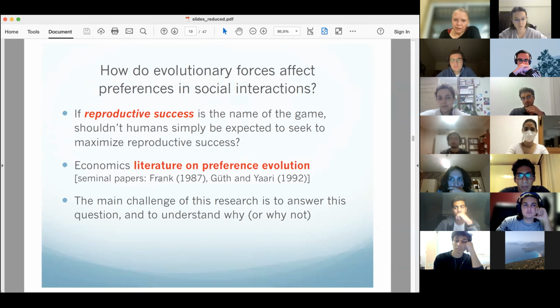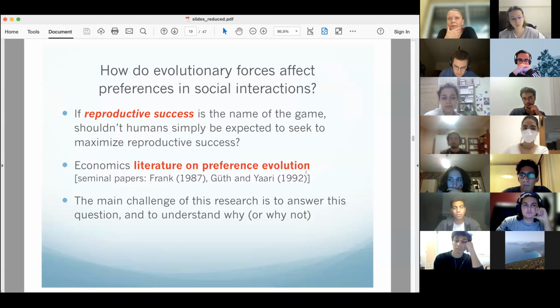There's this paper by Robert Frank in the AER in 1987, called something like, "If Homo economicus could choose his own utility function, which utility function would he choose?" And then there is a Güth and Yaari paper in 1992, which is really the paper that provided the first formalization of what is called the indirect evolutionary approach, which I use in my work and which is used in this literature.